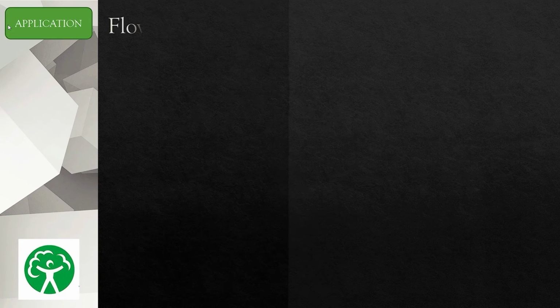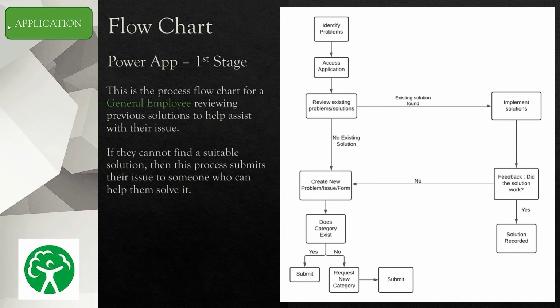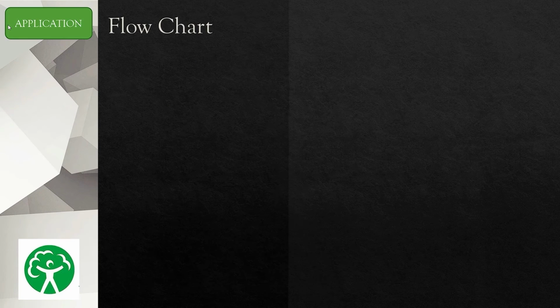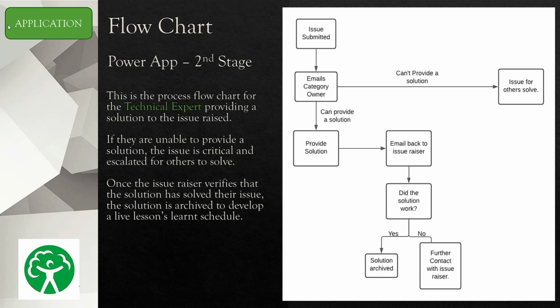Here you'll see the flowchart for the first stage of the Power App, which is finding solutions to your problem and failing that, submitting your issue for someone else to solve. This is the flowchart for the second stage of the Power App, which is for the technical expert to provide a solution to any issues submitted to them.